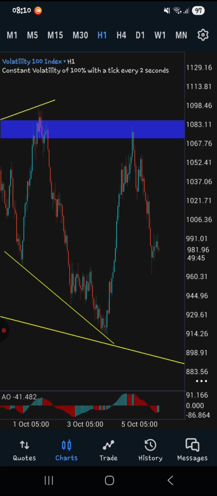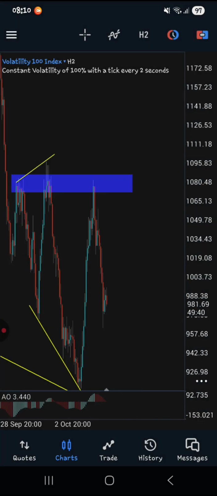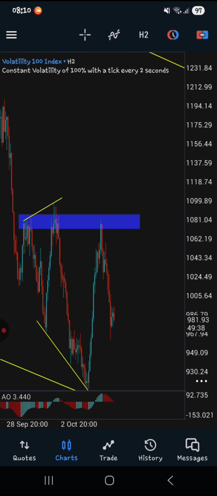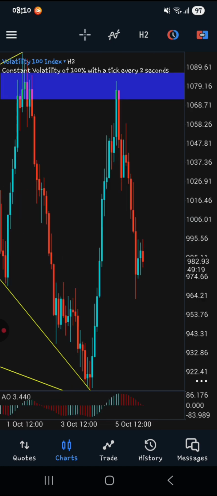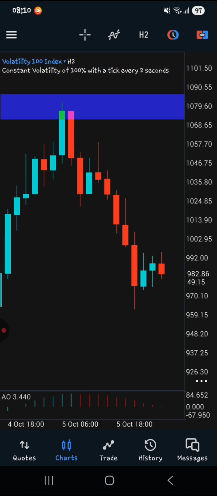But what I did is that I got my entry from the 2-hour time frame. So you can use the 1-hour time frame, or you can use the 2-hour time frame. One of the reasons why I entered on the 2-hour time frame is because you can still see our higher highs and our lower lows. You can still see that the market has come to tap this zone over there.